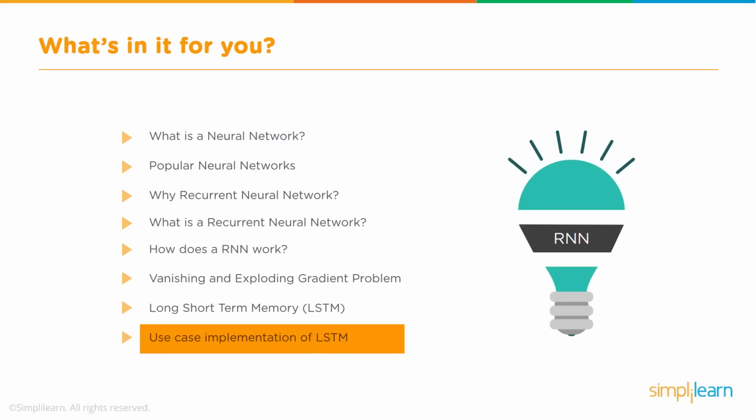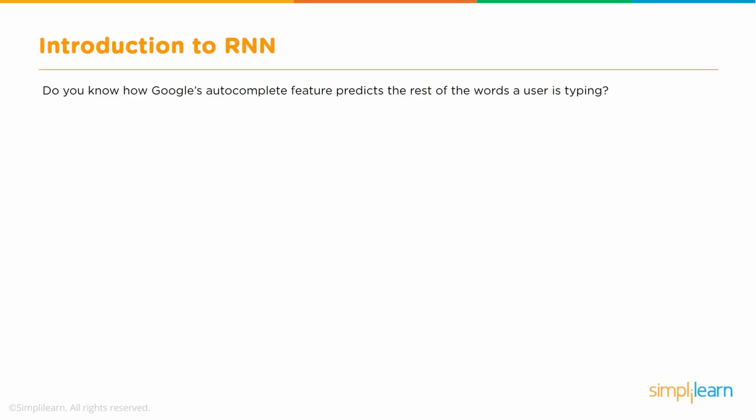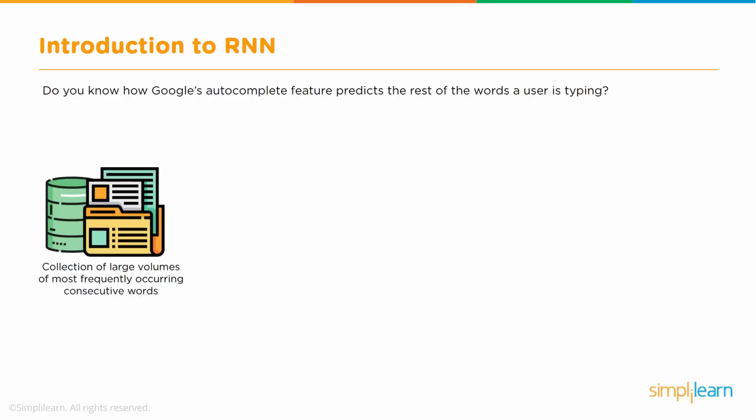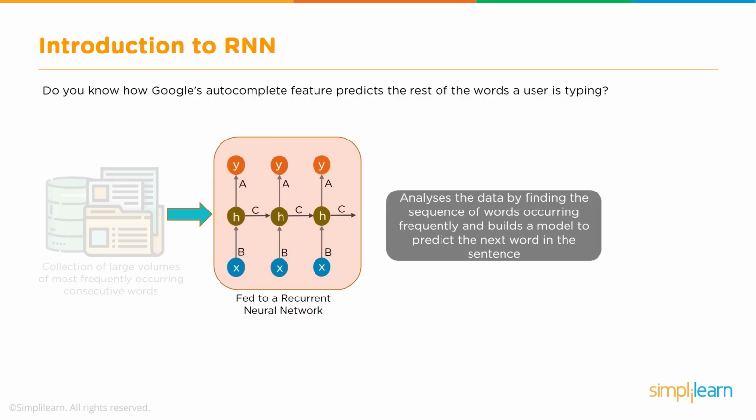Before we dive into any of this, we're going to take a look at what is an RNN, or an introduction to the RNN. Do you know how Google's autocomplete feature predicts the rest of the words a user is typing? I love that autocomplete feature. As I'm typing away, it saves me a lot of time. I can just hit the enter key and it autofills everything and I don't have to type as much. Well, first there's a collection of large volumes of most frequently occurring consecutive words. This is fed into a recurrent neural network. It analyzes the data by finding the sequence of words occurring frequently and builds a model to predict the next word in the sentence.